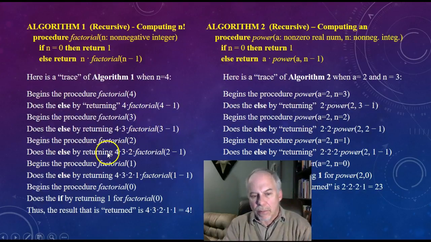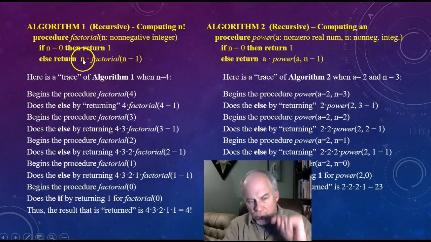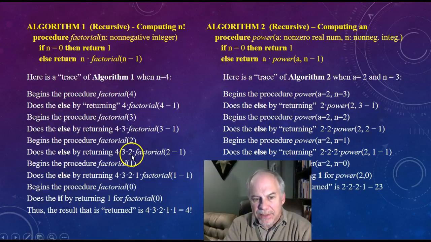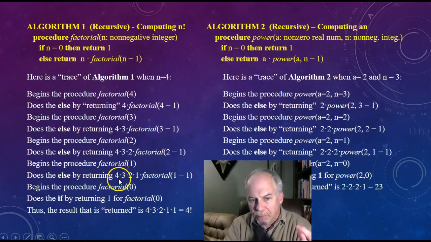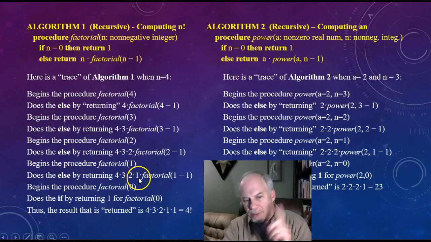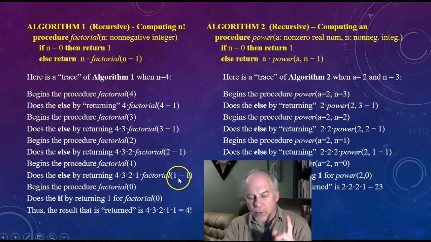And then it remembers that it had gone 4 times 3, and then it multiplies by n again, but this time n is 2, and then it calls into action factorial 2 minus 1, all right? And then that's the same as factorial 1, and then factorial 1, when it does that, well, n is 1, so it's going to remember the previous 4 times 3 times 2, and then it's going to do this 1 from the n here, and then it'll do factorial 1 minus 1, which is factorial 0.